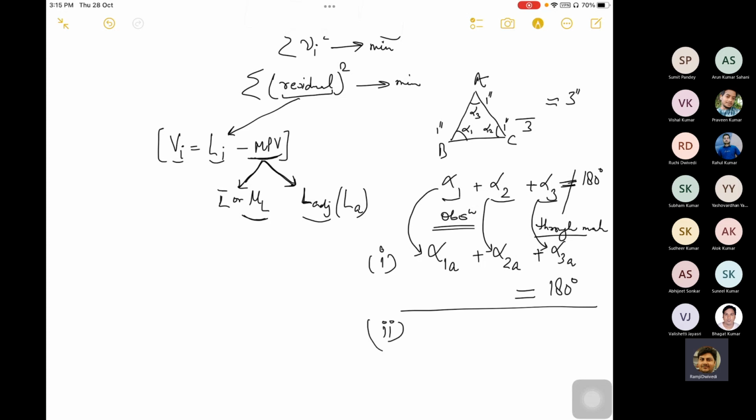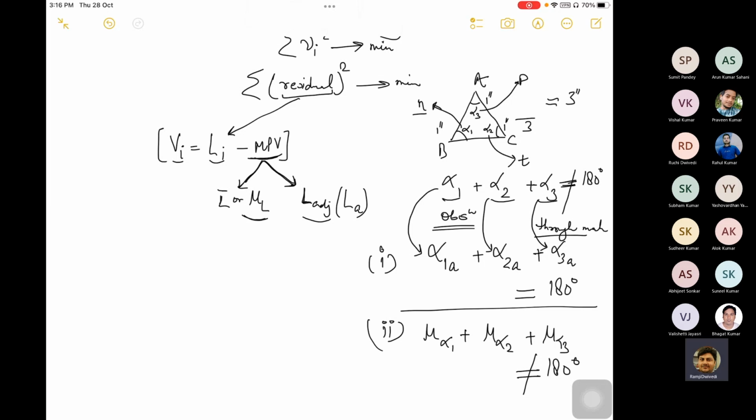Another option is that people would say we take multiple measurements of alpha 1, alpha 2 and alpha 3. Let's say n times, p times, t times they have measured, and then we write mu of alpha 1 plus mu of alpha 2 plus mu of alpha 3. There is also a chance that it would not come to 180 degrees, because if you are committing an error in alpha 1 and you do not know the nature of the error, then if you take n or p or any number of observations, that source of error cannot be removed. It will always be there.